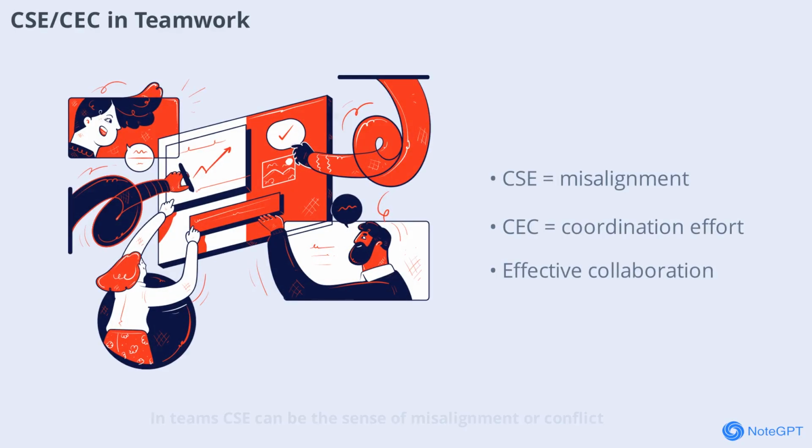In teams, CSE can be the sense of misalignment or conflict, while CEC is the energy or effort devoted to resolving issues. High CSE prompts more communication and coordination, higher CEC. As alignment improves, CSE drops and the team can focus on execution. This principle underlies effective collaboration and conflict resolution.